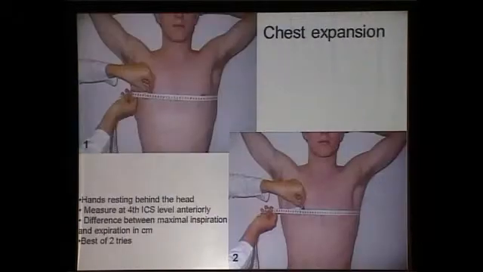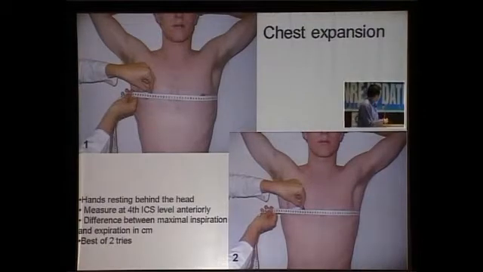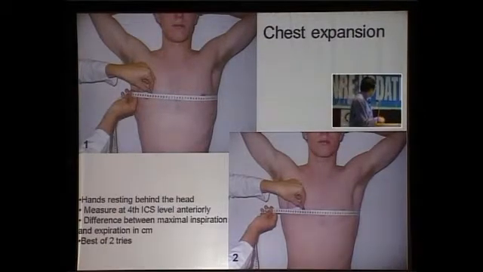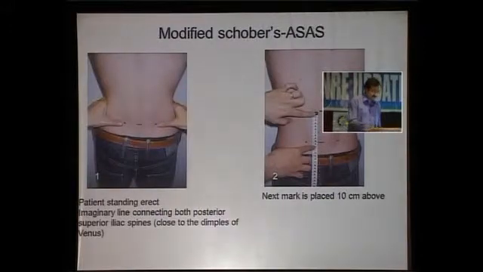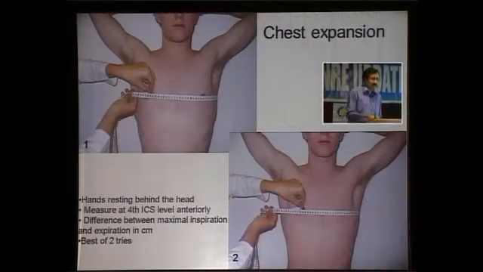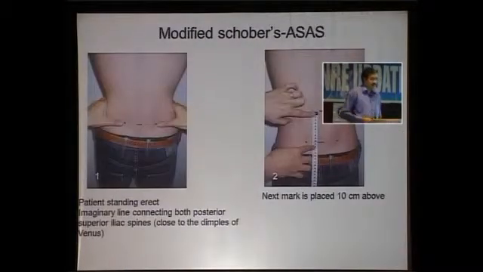Chest expansion is basically done, all of you know I suppose, in this position. You have to do it at the level of the 4th intercostal space anteriorly, and you measure maximal inspiration and maximal expiration, and take the best of two tries. In BASMI, chest expansion is not one of the parameters, that is why I have not put the scores.